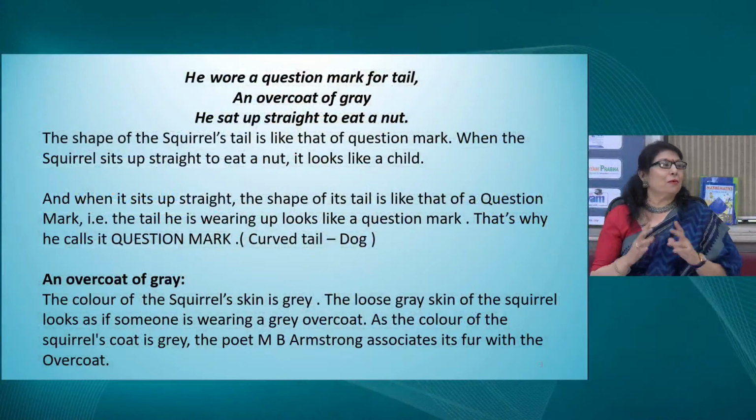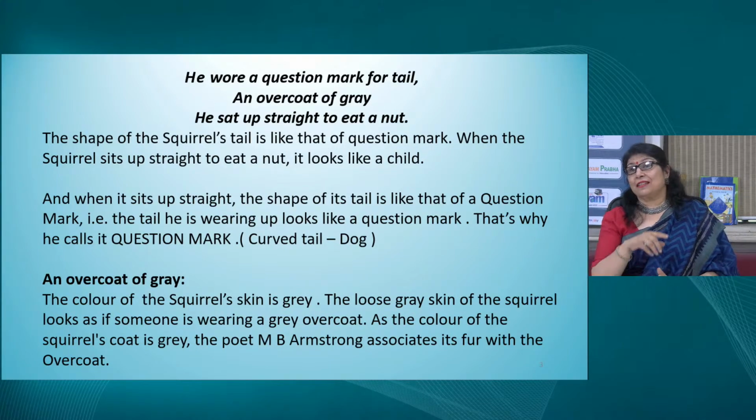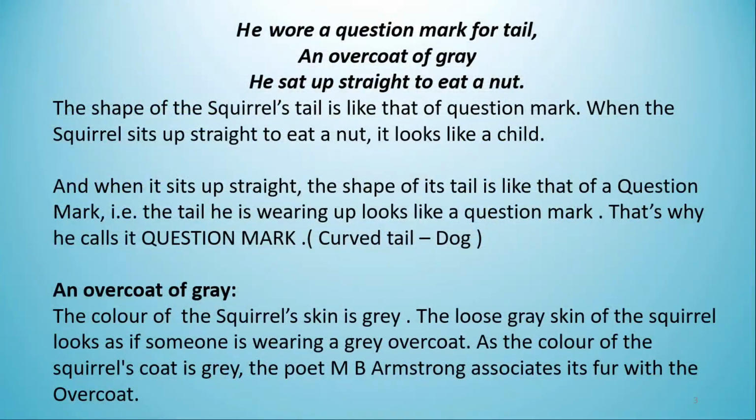When the squirrel sits up straight to eat a nut, it looks like a child, as if a child is enjoying the nut, isn't it? And the tail looks like a question mark, curved tail. Okay. Isn't it? And then I have already told you that an overcoat of grey, the color of the squirrel's skin is grey, isn't it? The loose grey skin of the squirrel looks as if someone is wearing a grey overcoat. So, as the color of the squirrel's coat is grey, the poet Armstrong associates its fur with the overcoat. Okay.